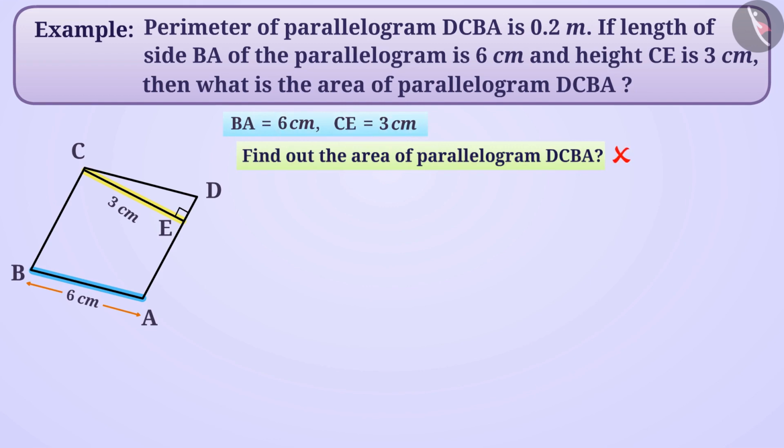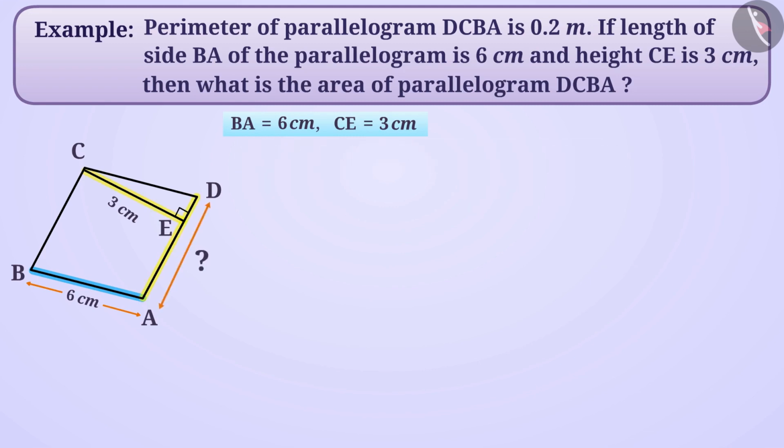No. To find the area, we must know the length of height CE and base AD. Therefore, we have to find the length of base AD. We have given the perimeter of parallelogram DCBA as 0.2 meter. Since the length of side is given in centimeter, we need to convert the perimeter into centimeter.